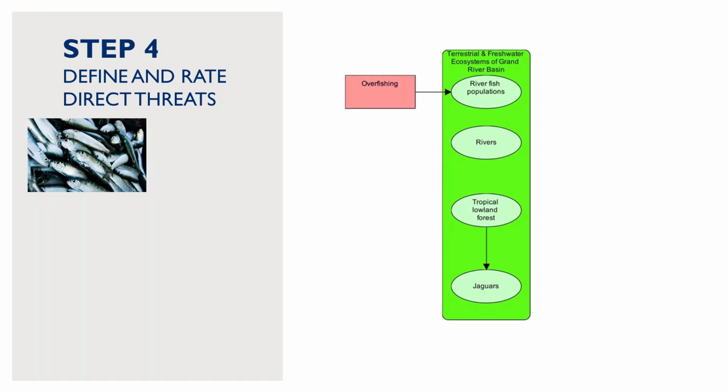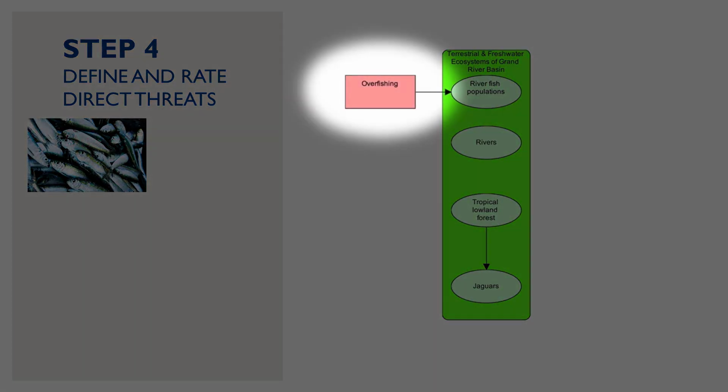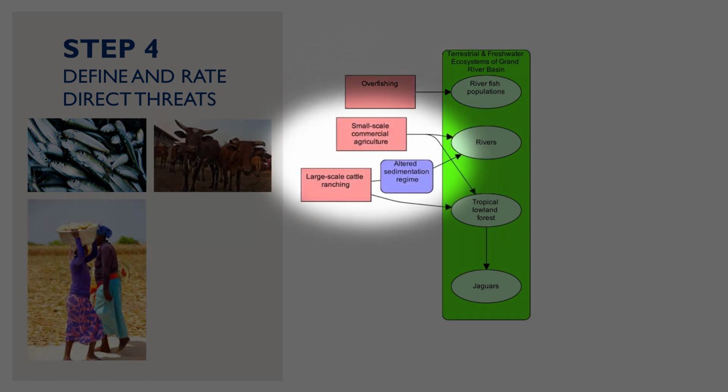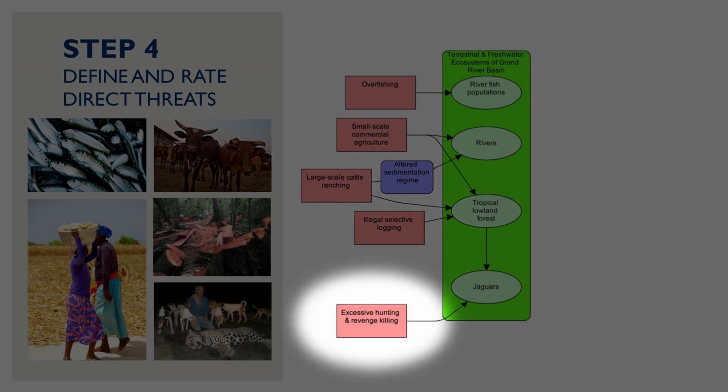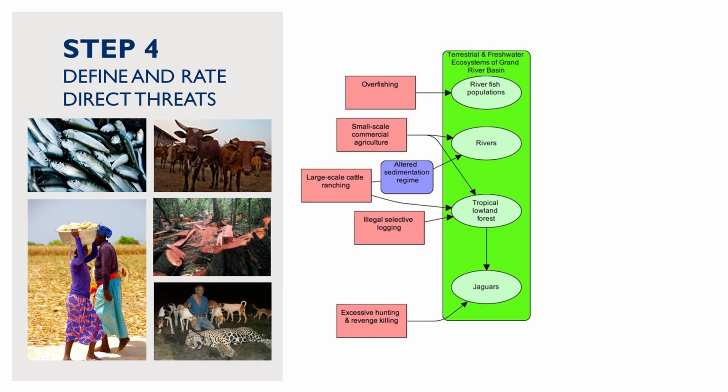In our example situation model, the design team identified overfishing, small-scale agriculture, large-scale cattle ranching, illegal selective logging, and excessive hunting and revenge killing as the main direct threats affecting their biodiversity focal interests. You may notice that this example stops at the biodiversity focal interests and does not include ecosystem services or human well-being interests. We have done this mainly for space reasons and to simplify the model. However, your model may include these additional elements on the right-hand side.